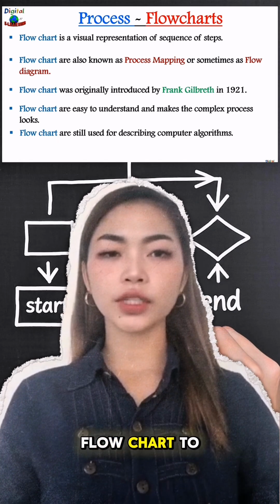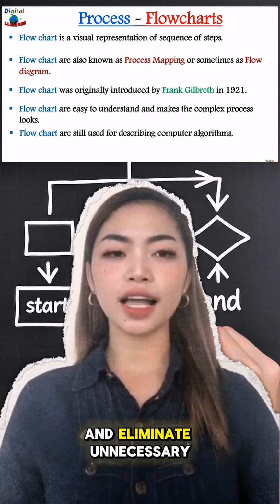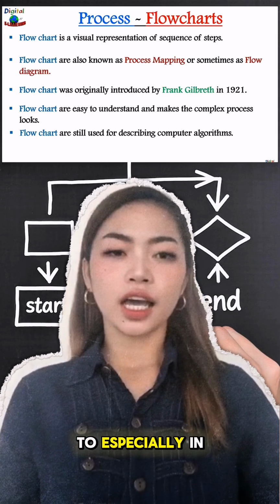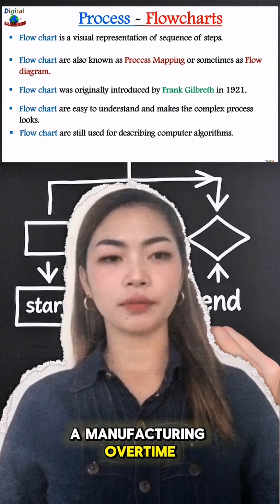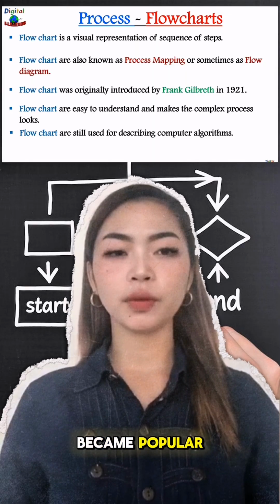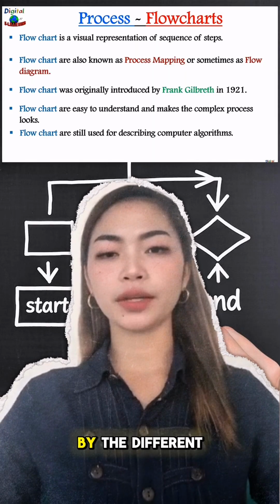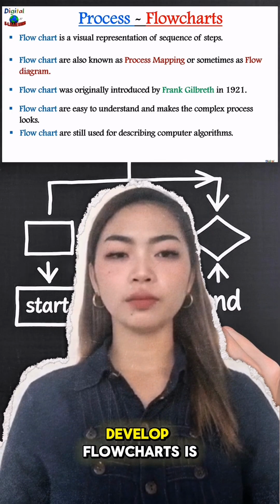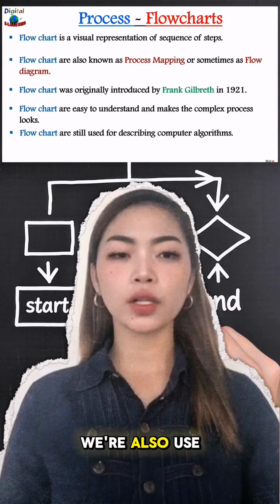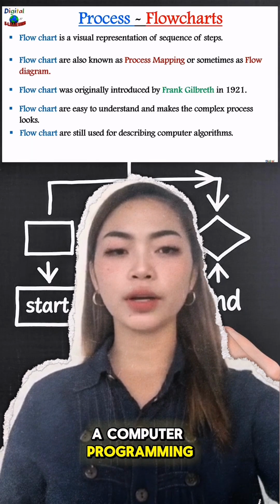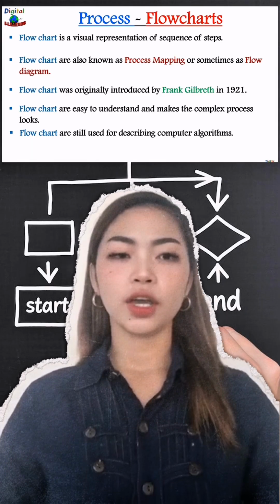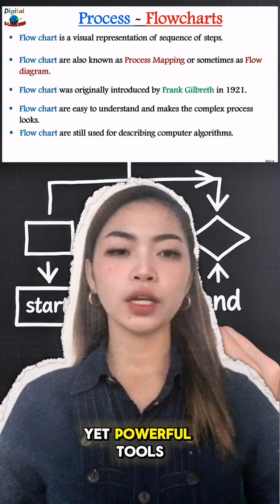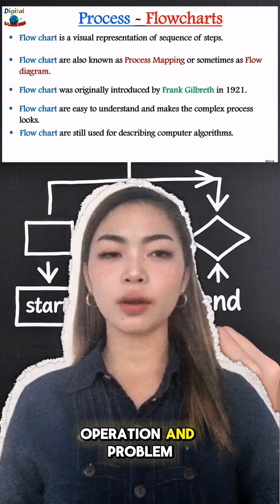He used a flowchart to analyze a task and eliminate unnecessary steps, especially in manufacturing. Over time, this method became popular and was adopted by different industries. As technology developed, flowcharts were also used in computer programming and system design. Today, it is considered one of the most basic yet powerful tools in business operations and problem solving.